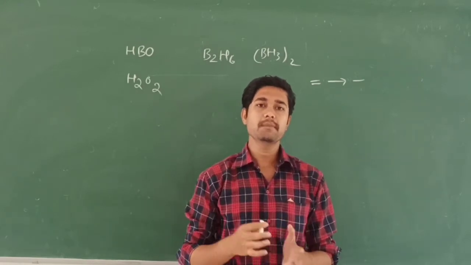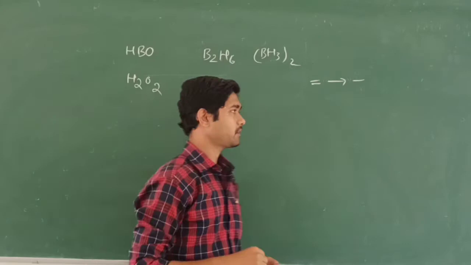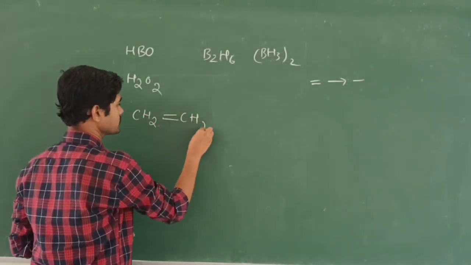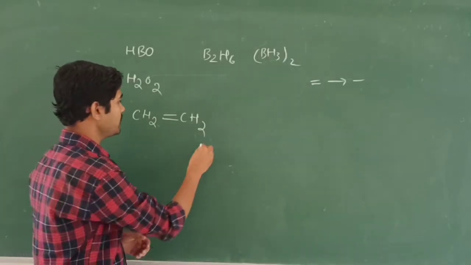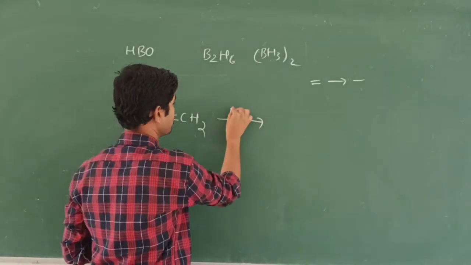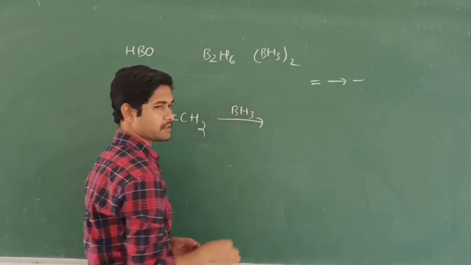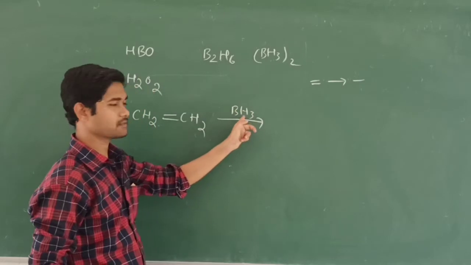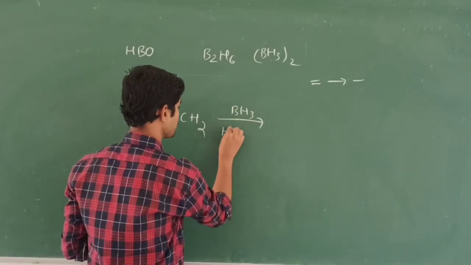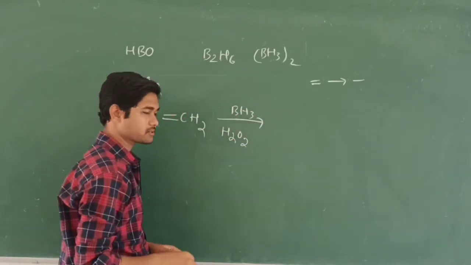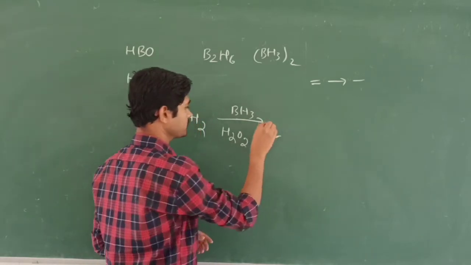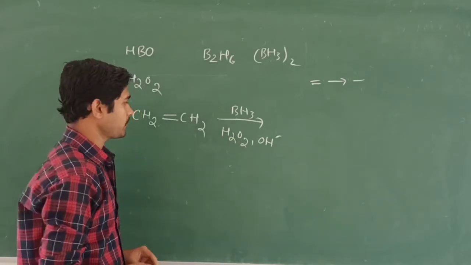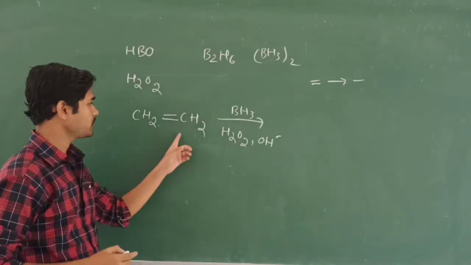So let's see the symmetrical alkene. What happens in the case of a symmetrical alkene? Let's see here: CH2 double bond CH2, called ethene. When it reacts with this BH3 unit, because I am taking 1 unit instead of 2 units, in the presence of hydrogen peroxide in basic medium, an indirect addition of water takes place. So on one side H will come and on the other side OH will come.